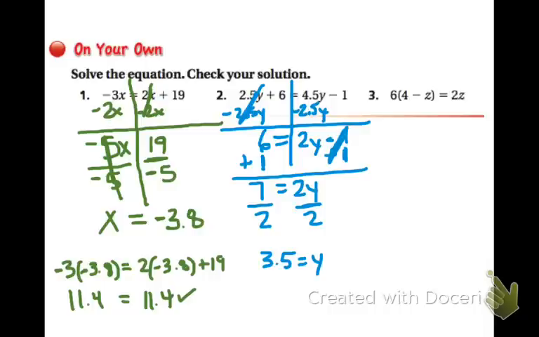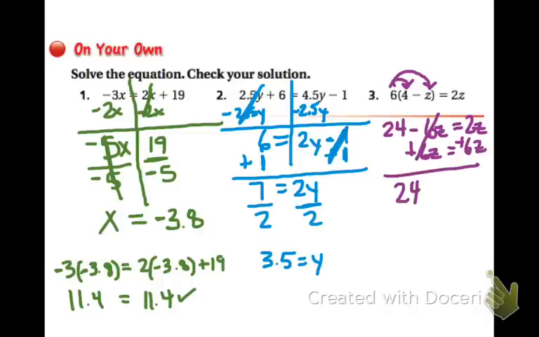And finally, we'll need to do this distributive property. So 6 times 4 is 24. 6 times negative z is negative 6z is equal to 2z. So in this case, we want to add 6z. Negative 6 plus 6 is 0. 2 plus 6 is 8. So 24 is equal to 8z. Undo multiplication using division. And we'll get 3 is equal to z. And we can check our work.